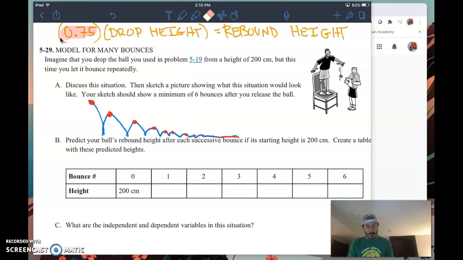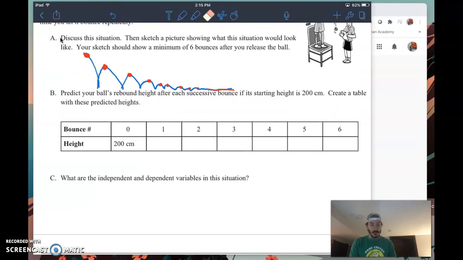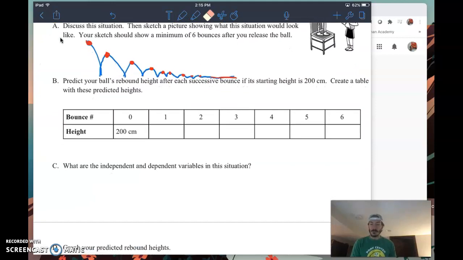So here's what we've got going on. I made a table, and I've got bounce numbers 0 through 6, right? Because the previous question said to do this through 6 bounces. And I'm going to take that bounce height, just like we talked about up here, and multiply it by 75% or 0.75. And that's going to give me the rebound height. So I start with 200 centimeters in my calculator, 200 multiplied by 0.75, and that gives me the rebound height, which is simply 150.